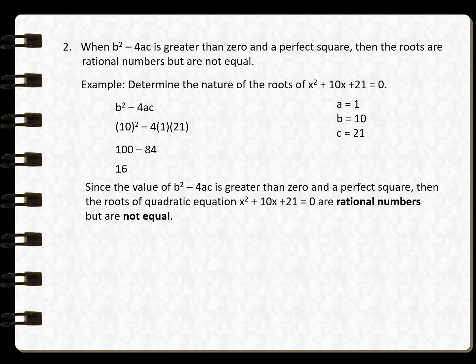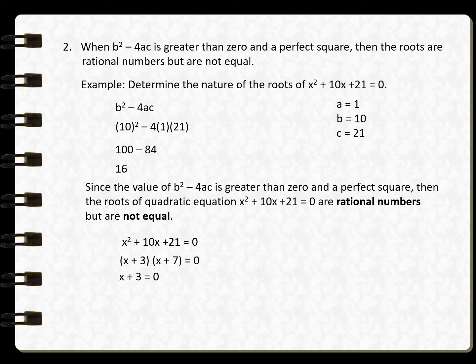So, since the value of b squared minus 4ac is greater than 0 and the perfect square, then the roots of a quadratic equation x squared plus 10x plus 21 is equal to 0 are rational numbers but are not equal. Paano hindi siya naging equal? So, isolve natin siya from x squared plus 10x plus 21 equals 0. So, i-factor out natin ulit siya. Magiging x plus 3 times the quantity x plus 7.